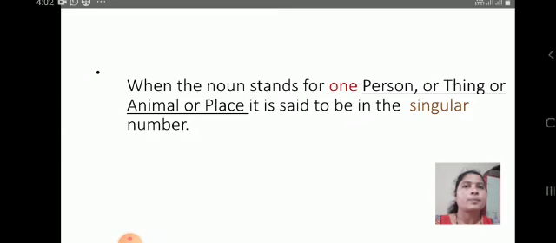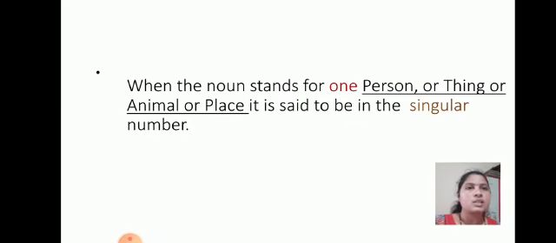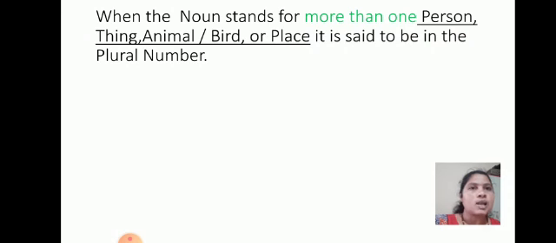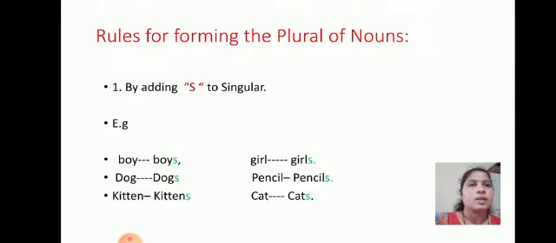It means when the noun stands for one person or thing or animal or place, it is said to be in the singular number. And when the noun stands for more than one person, thing, animal, bird or place, it is said to be in the plural number. Now there are some rules for forming the plural of nouns. The first rule is by adding s to the singular.